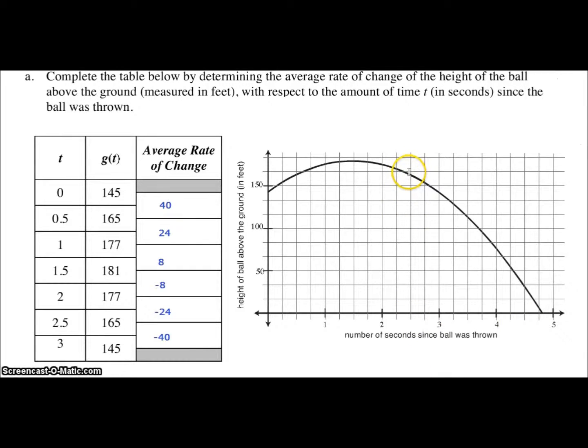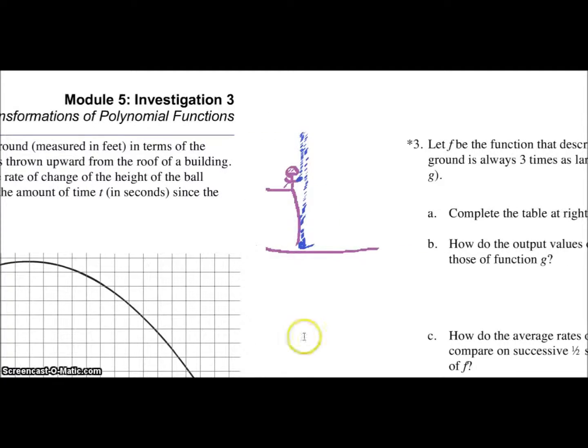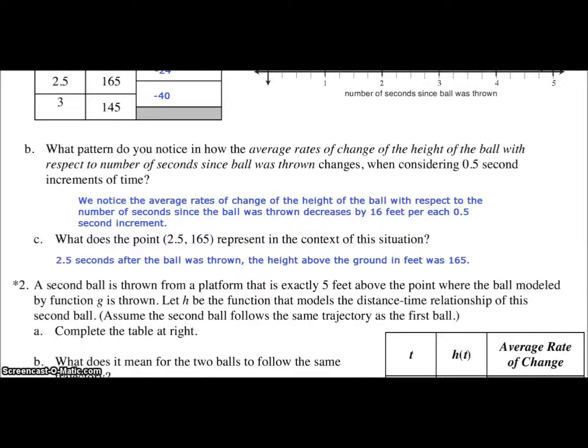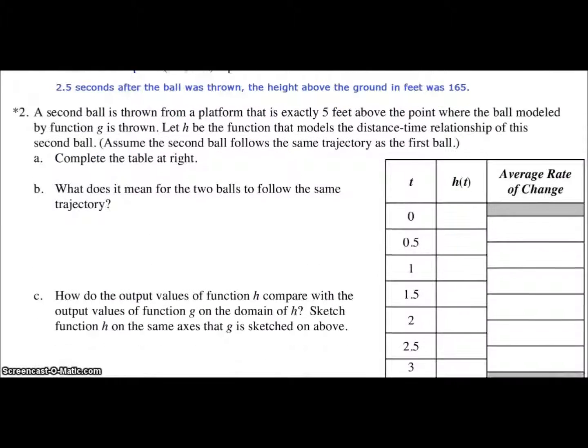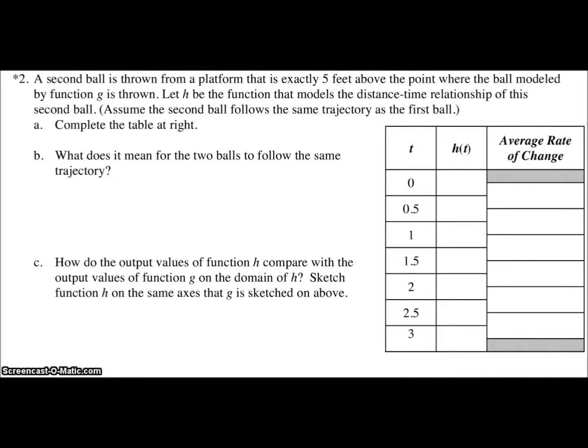Yep. That makes sense. He's still a little bit higher than he was when he started, so the ball is somewhere up here. We went up, we came back down, and the ball's somewhere around here. Okay. Number 2, a second ball is thrown from a platform that is exactly 5 feet above the point where the ball modeled by function g is thrown.